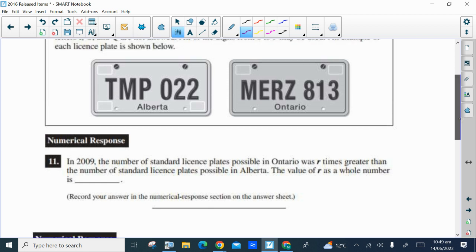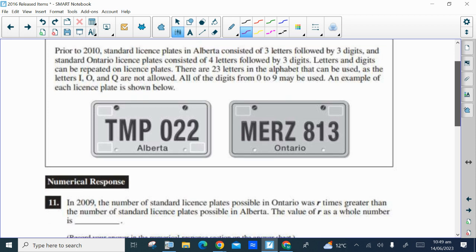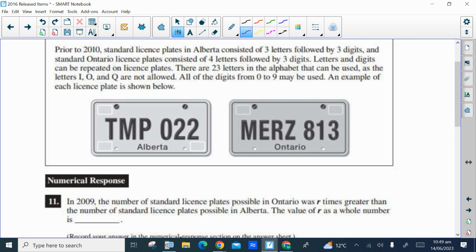So you're allowed to use 23 letters, and repetition is allowed. So for Alberta, it'll be 23 times 23 times 23 for the letters, times 10 times 10 times 10 for the digits.